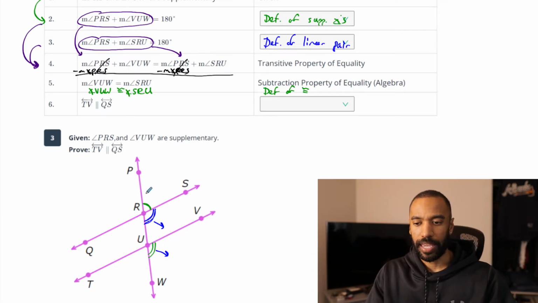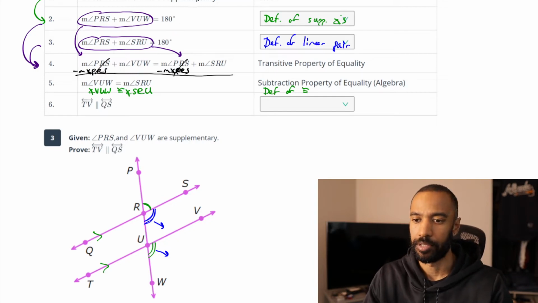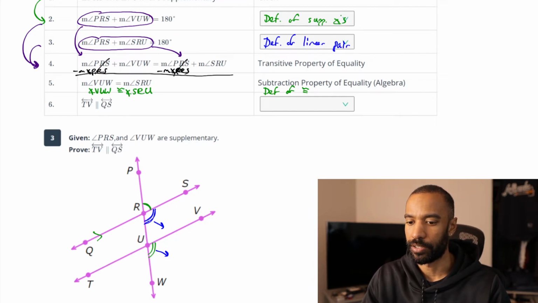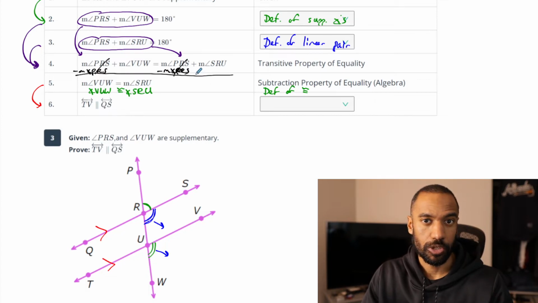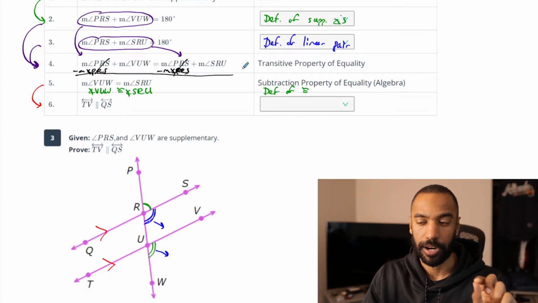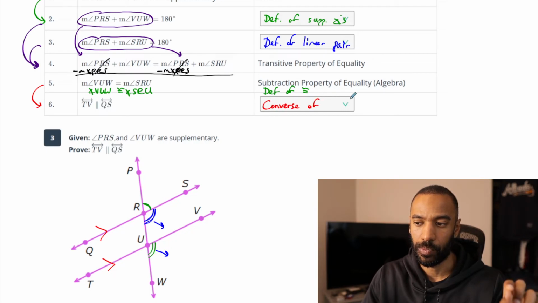Because corresponding angles are congruent, then these lines are therefore parallel. Let me check that again. Let me use a different color. If corresponding angles are congruent, then those lines are parallel. The corresponding angles postulate says if lines are parallel, then corresponding angles are congruent. Let's flip that and take the converse, which says if corresponding angles are congruent, then those lines are parallel.